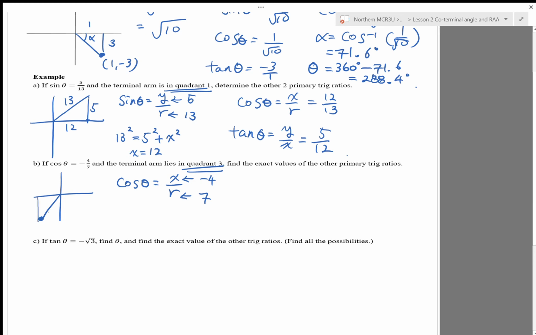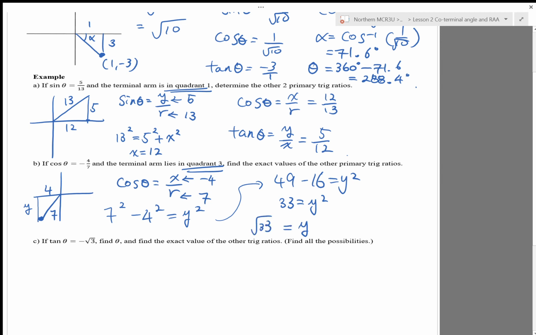So lengthwise, this is 7, this is 4. So we're just looking for the y value's length. So what we do is 7 squared minus 4 squared equals y squared, and that is 49 minus 16, which gives me 33. So y's length is square root of 33. However, remember, this is sitting in the third quadrant, which gives a negative y value. So the actual coordinate of this point will be negative 4 comma negative square root of 33.